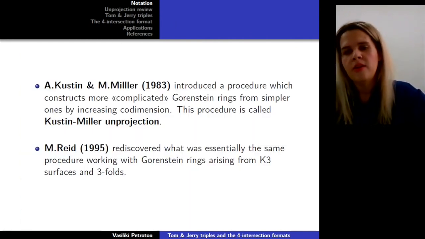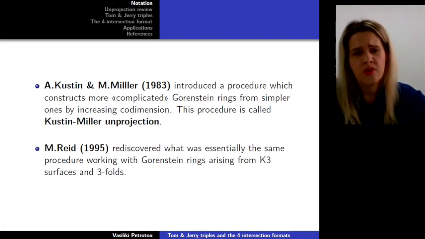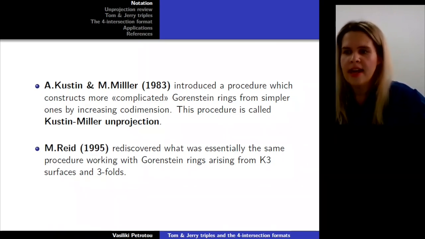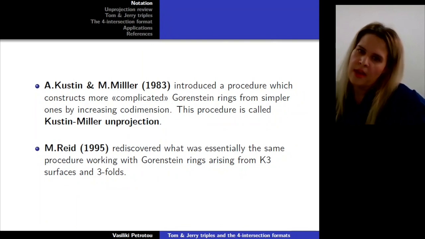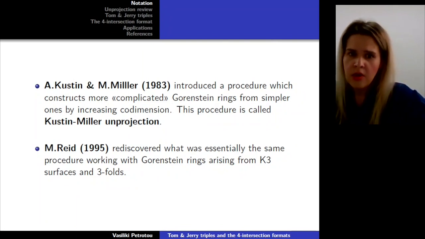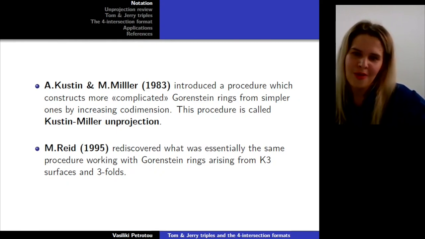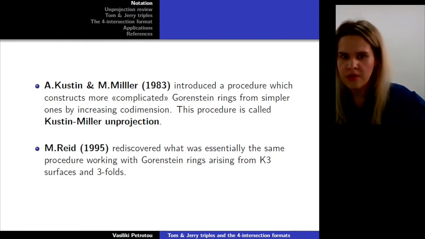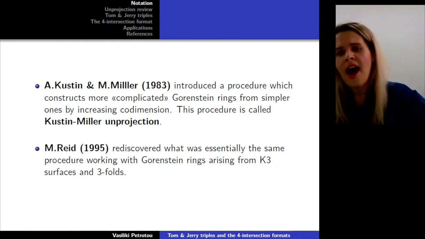Kustin and Miller, trying to answer this question unsuccessfully, introduced a procedure which constructs more complicated Gorenstein rings from simpler ones by increasing codimension. This procedure is called Kustin-Miller unprojection. And some years later, Miles Reid rediscovered what was essentially the same procedure, working with examples of Gorenstein rings arising from K3 surfaces and threefolds.